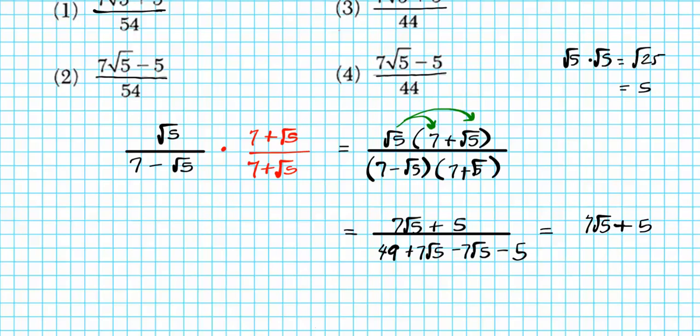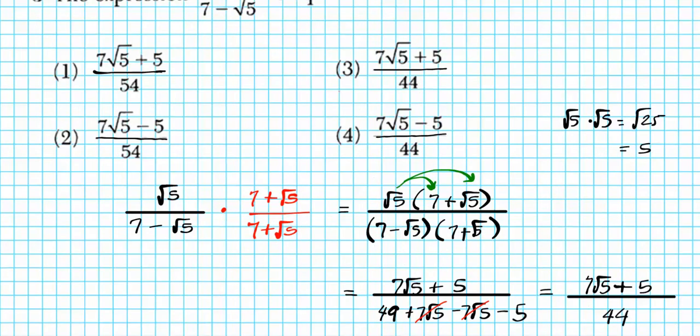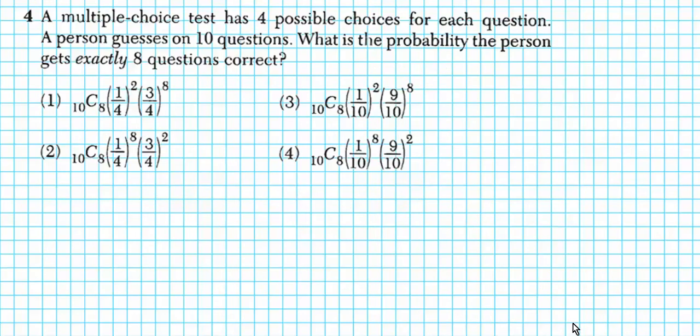And then notice one cool thing that happens in the denominator. Whenever you're multiplying a sum and a difference of two terms, the middle terms are always opposite, so they cancel out. You see that? And then you end up with a difference of squares: the first term squared minus the second term squared. What is 49 minus 5? 49 minus 5 is 44. The answer for question number 3 is option number 3. All right, let's take a look at question number 4.